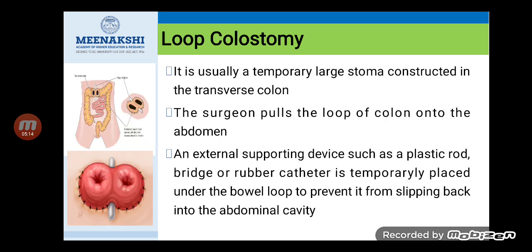Next is the loop colostomy. It is usually a temporary large stoma constructed in the transverse colon where the surgeon pulls the loop of colon onto the abdomen. You can look into the picture to understand how this loop appears. Since there will be two openings, an external supporting device such as a plastic rod, bridge or rubber catheter is temporarily placed under the bowel loop to prevent it from slipping back into the abdominal cavity.